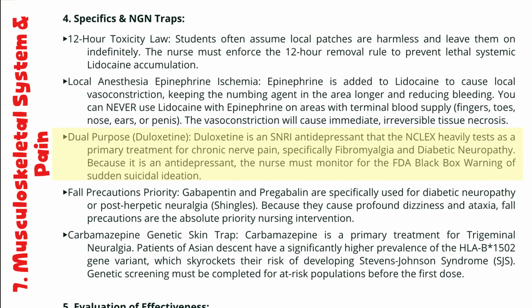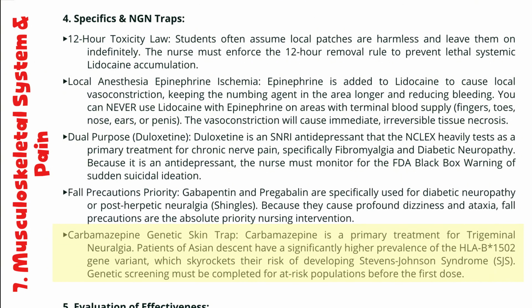Duloxetine, an SNRI antidepressant, doubles as a primary treatment for fibromyalgia and diabetic neuropathy, and carries the same suicide black box as other antidepressants. Gabapentin and pregabalin for diabetic neuropathy or shingles pain mean fall precautions are the top priority, and carbamazepine for trigeminal neuralgia carries the same HLA-B*1502 genetic trap as before. Patients of Asian descent need screening before the first dose, given the Stevens-Johnson risk.